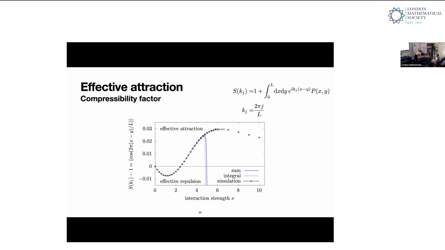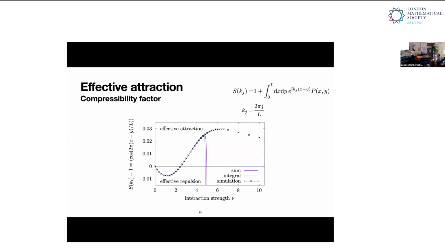Okay, so here we wanted to describe this effective attraction, and to do that, it's important to find an appropriate observable. In this case, this is just the compressibility factor. If you have worked with a structure factor, that's the lowest mode, or the limit as k goes to 0 of the structure factor. Here we are plotting this structure factor as a function of our perturbation parameter.